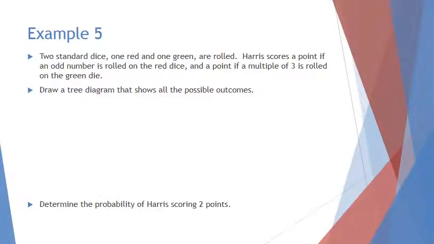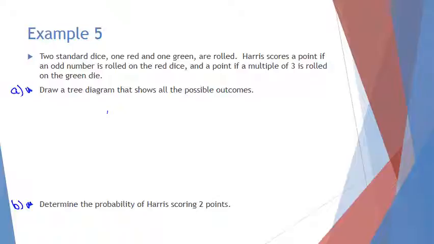All right, example 5. 2 standard dice, 1 red and 1 green, are rolled. Harris scores a point if an odd number is rolled on the red dice, and a point if a multiple of 3 is rolled on the green die. It says in this first part here, and again, this will be A and this will be B, draw a tree diagram that shows all the possible outcomes.